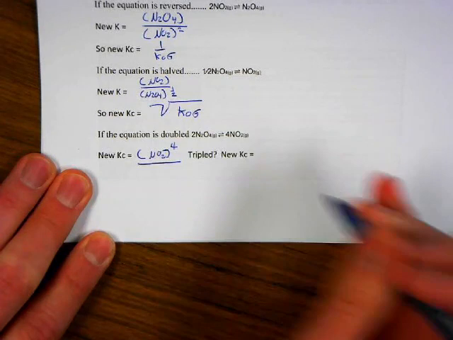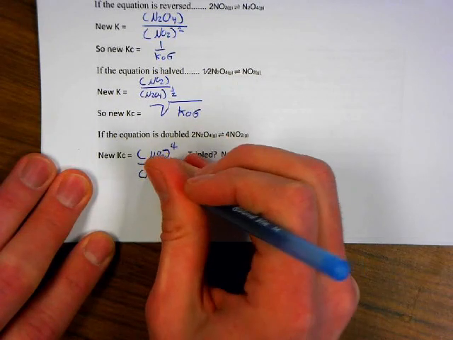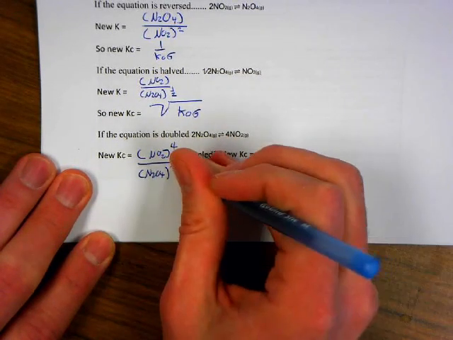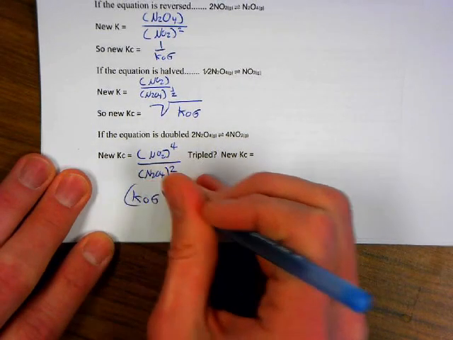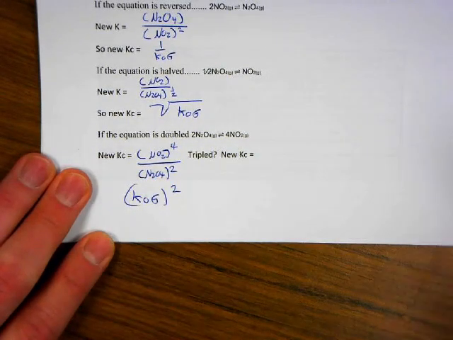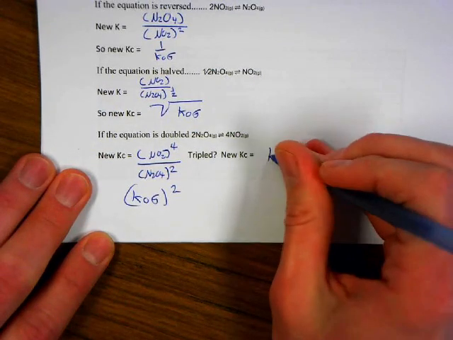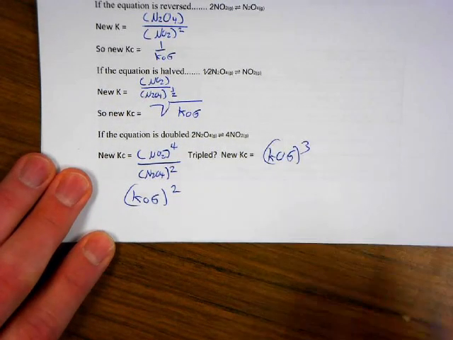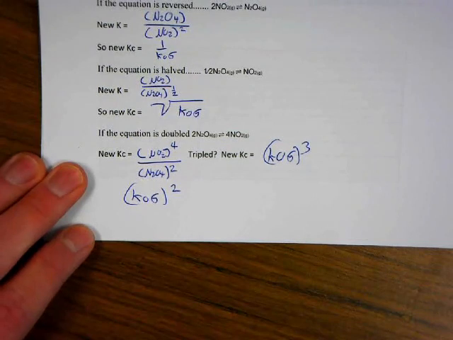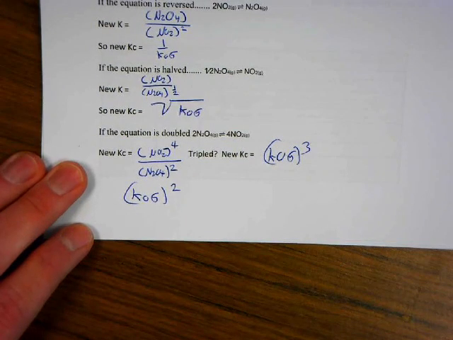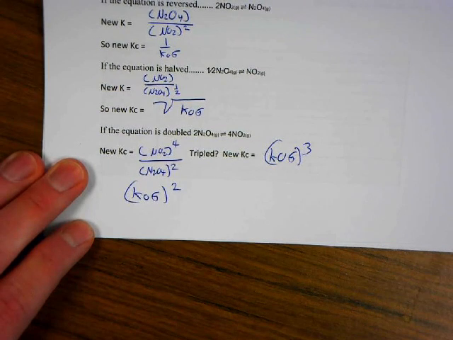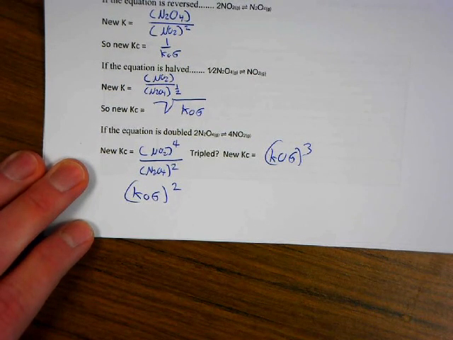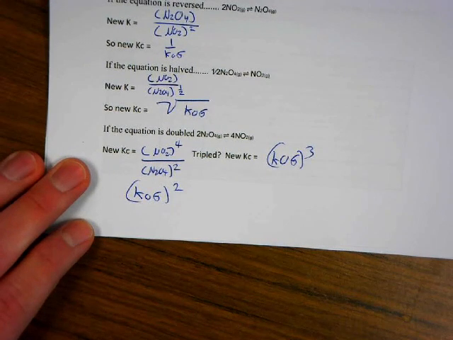If I double it, my new K is going to be the pressure of NO2 to the power of 4 over the pressure of N2O4 to the second. So what am I doing to my original K? I'm squaring it, right? If I tripled it, what would I do to my new K? It would be the original K to the third.